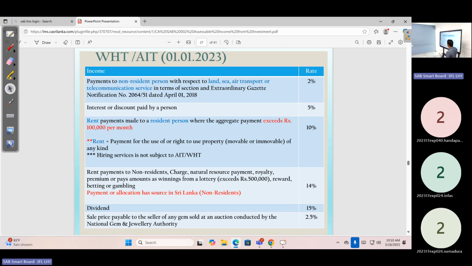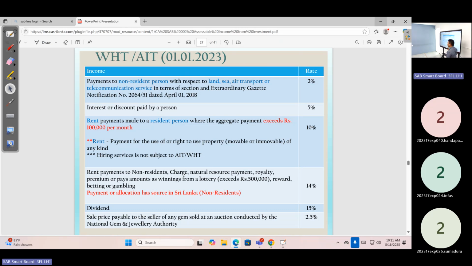Rent payment to non-resident, charges, natural resource payment, royalty, premium, payment or amount as winnings from lottery exceeding 500,000, because up to 500,000 is exempt. Betting or gambling payment or allocation having a source in Sri Lanka, non-resident, the rate is 14%. That's all. You can see now. Right to use an asset, it's now 10%. Intangible asset, just like the royalty category, 14%.